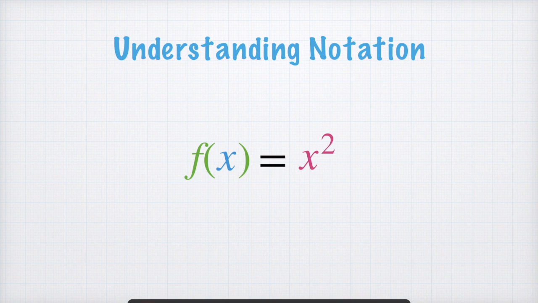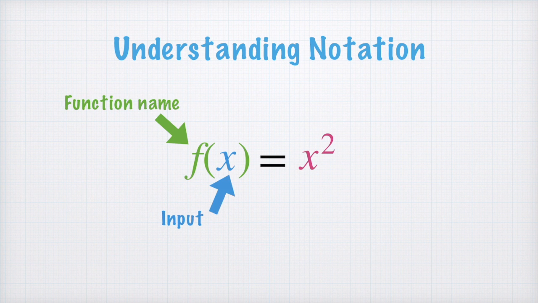So, understanding notation, we have our green stuff, our blue stuff, and our pink stuff. Our green stuff, which is this f outside the parentheses, is our function name. Everything that we have can have a name. We can call it f of x, we could call it Fred, we could call it George, we could call it g of x or h of x. Some other examples that we're going to see later are position and time, so we'll have p of t or p of s for position and seconds. We'll see that later.